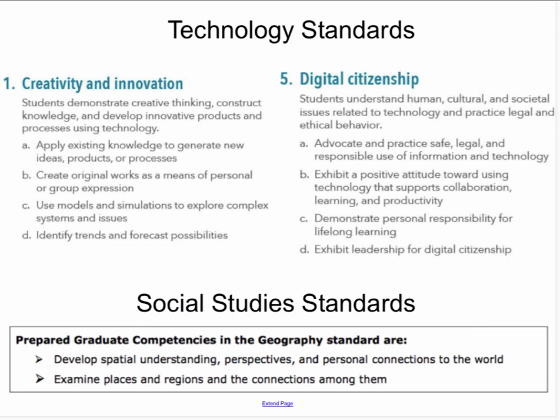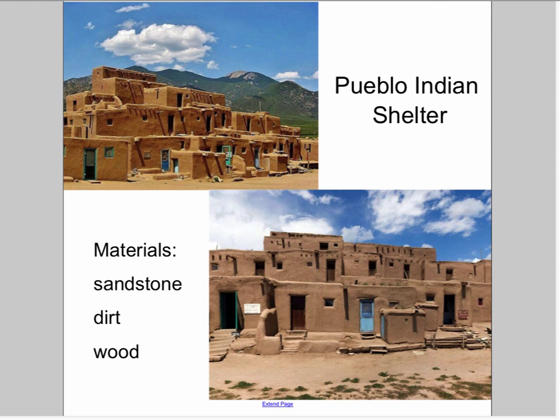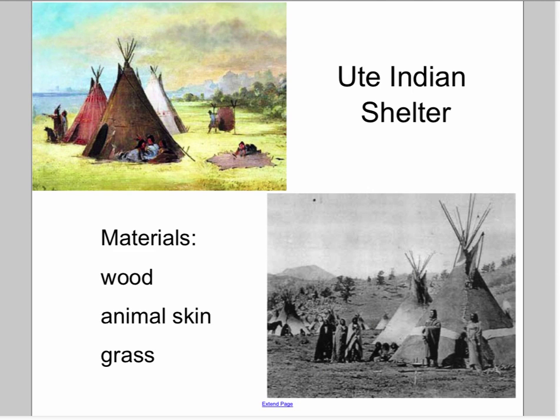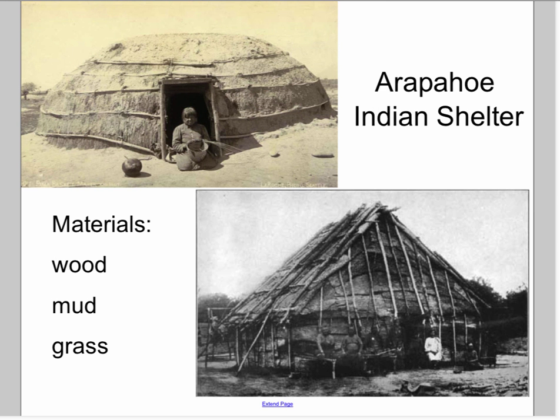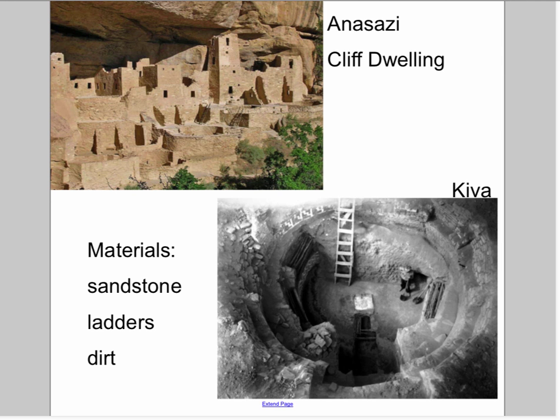So this is the presentation I show students first. We talk about the standards for technology and social studies. And then we looked at different types of Native American shelters and houses, and we talked about what kind of materials are needed for each. So we looked at the Anasazis, cliff dwellings, the Ute Indians, Taos Pueblo, Arapaho Indians. So you can see there's a lot of visual examples.